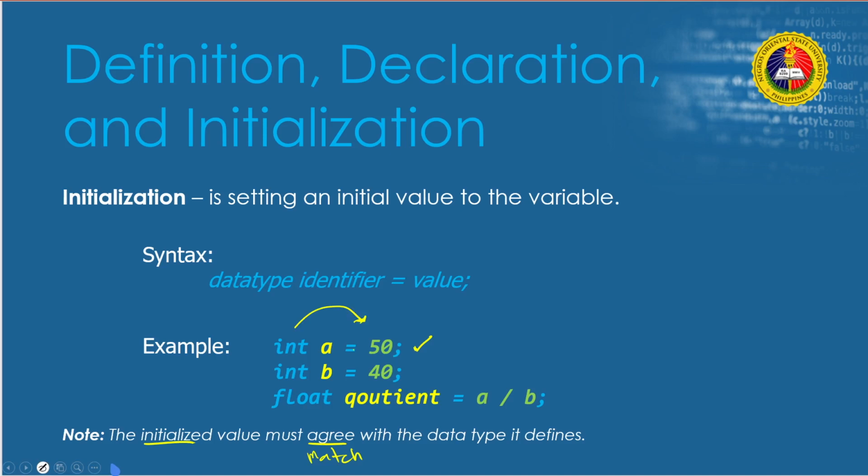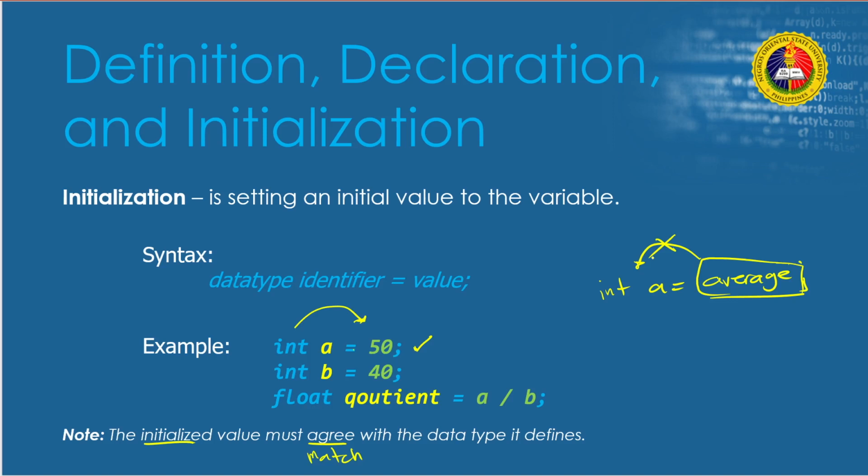So for example, we'll write int a equals to, let's say, average. Alright, is this a valid value? No, sir. It's not a number, sir. Alright, so that's what I meant when I said the initialized value must match with the data type it defines, because average is not an integer, therefore this is not a valid value. So same thing, you have to make sure that if you're going to initialize a value, it should always match with the data type it defines.